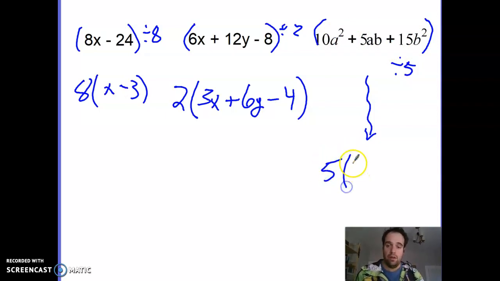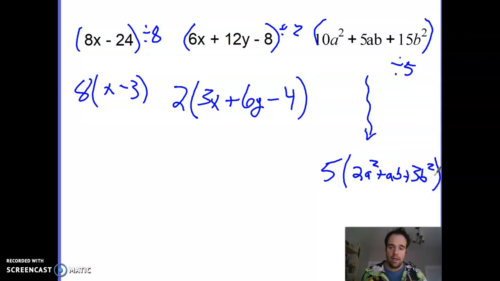Take out a 5. That's going to be 10a squared divided by 5 is going to be 2a squared. 5ab divided by 5 is going to be just ab. I've taken out the 5. 15b squared divided by 5 is going to be 3b squared. As much as I would love to take out an a and a b or both, I can't because it's not present in all of the items.